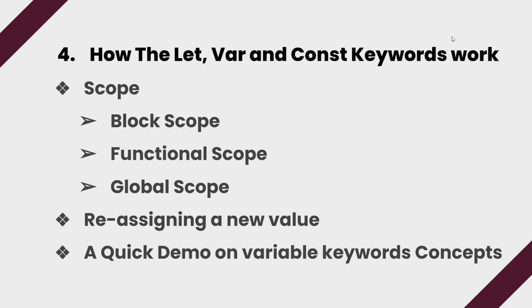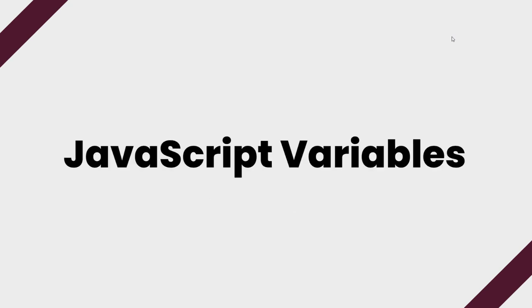You can see that within the scope concept, we have the block scope, the functional scope, and the global scope. We would also see how these scopes apply to the keywords we have. And at the end of this section, we'll have a quick demo on how these scopes work with the variable keywords. So without wasting time, we have the first section, which is JavaScript variables.